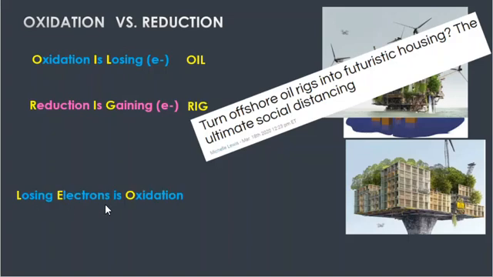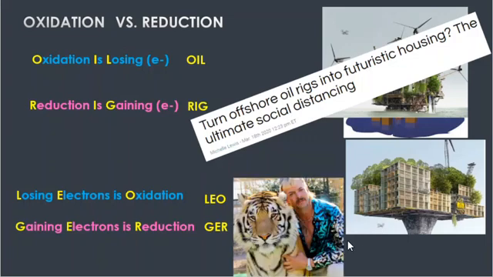So losing electrons is oxidation. The first half of the phrase is LEO, as in Leo the lion. Gaining electrons is reduction. So the second half is GER. So like Leo says GER. So with that, I give you the Tiger King. Feel free to use whichever phrase resonates more clearly with you.